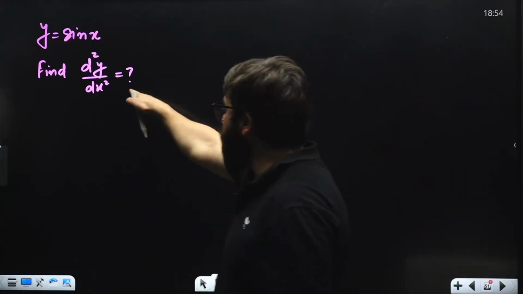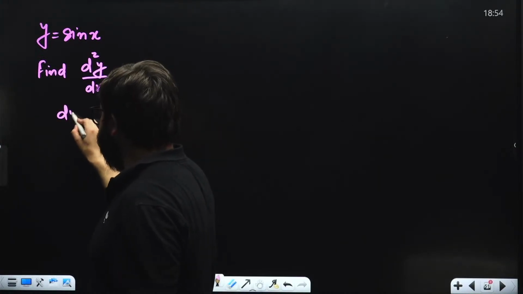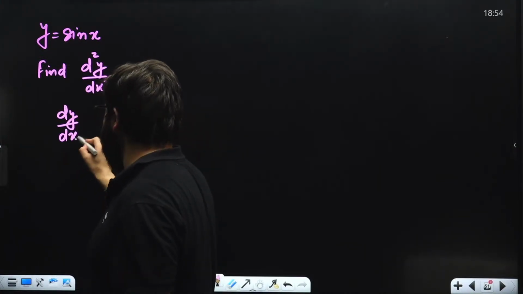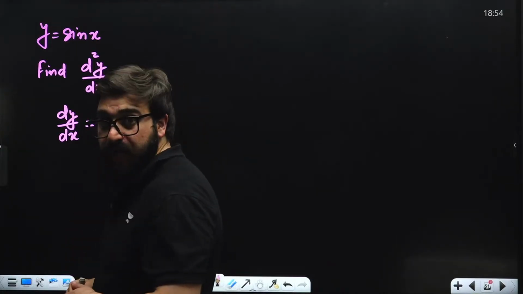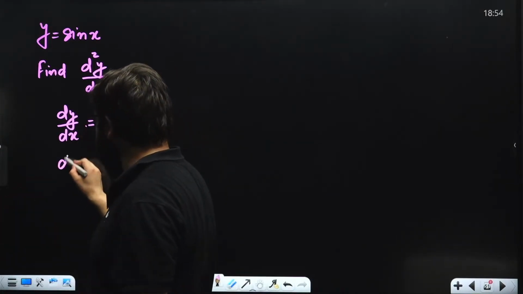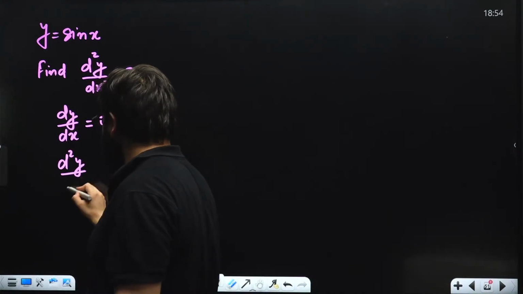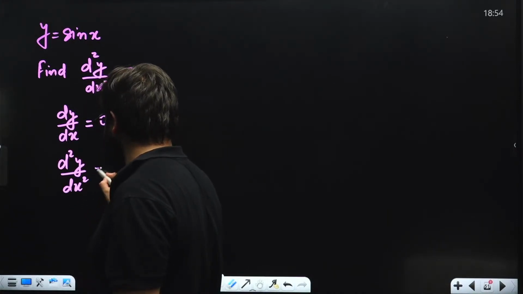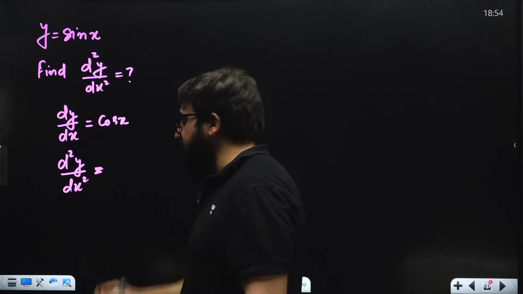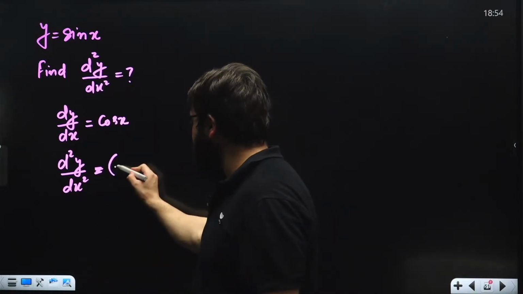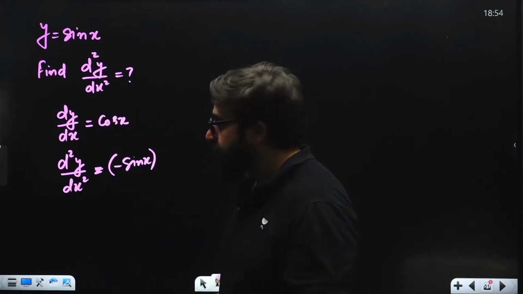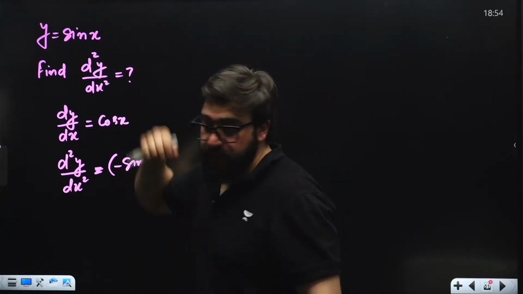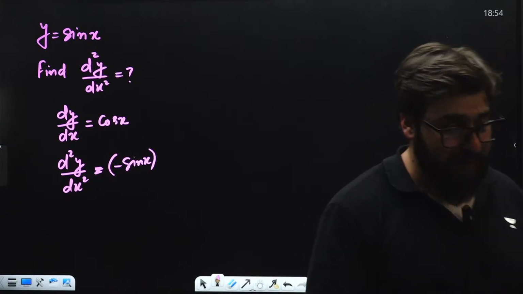So I'll write over here dy divided by dx. First differentiation of sine x is cos of x. If you re-differentiate it again, that is d2y divided by dx2. For cos x, once again, the differentiation is minus sine of x. So the double differentiation of sine x is minus sine of x.